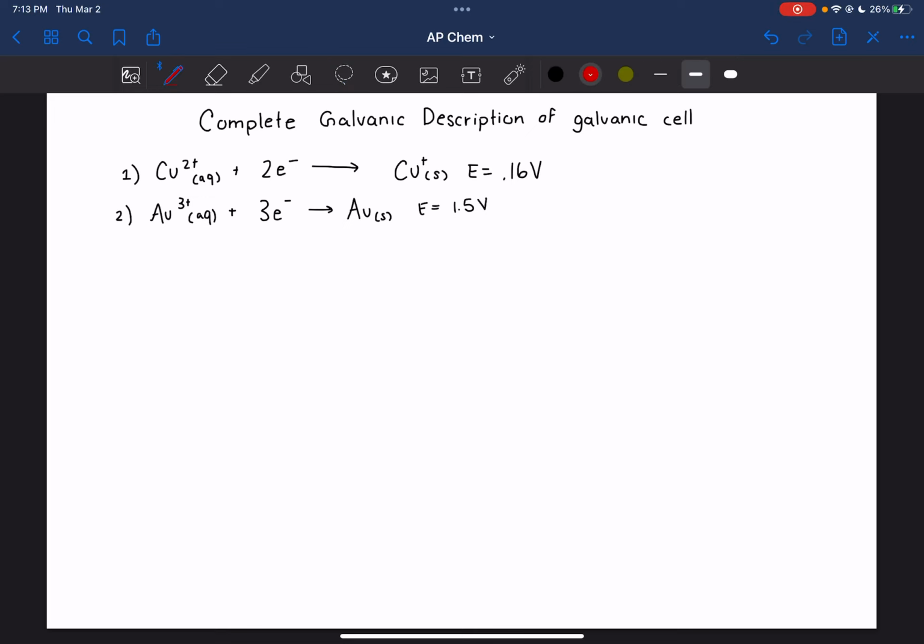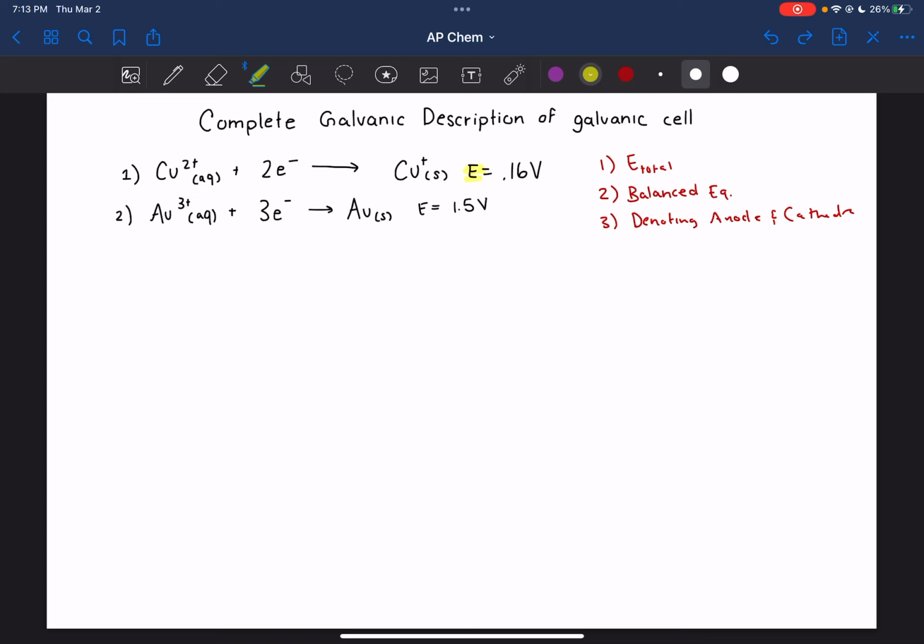A complete description of a galvanic cell is going to include your E total, so the sum basically. It's going to include the balanced equation, and it's going to include denoting which is occurring at the anode and cathode. So in order to determine this, which one's going to be reduced, I'm going to look at my standard reduction potentials, which are here.